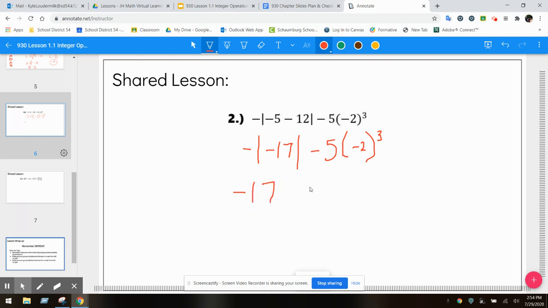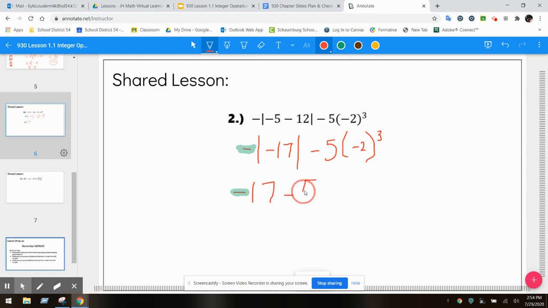it looks like this. Why is it still negative? Well, the problem is that we're taking the opposite of the absolute value. So that negative symbol stays in front, so we get the opposite of positive 17, which is still negative 17. All right, I'm going to rewrite the rest.